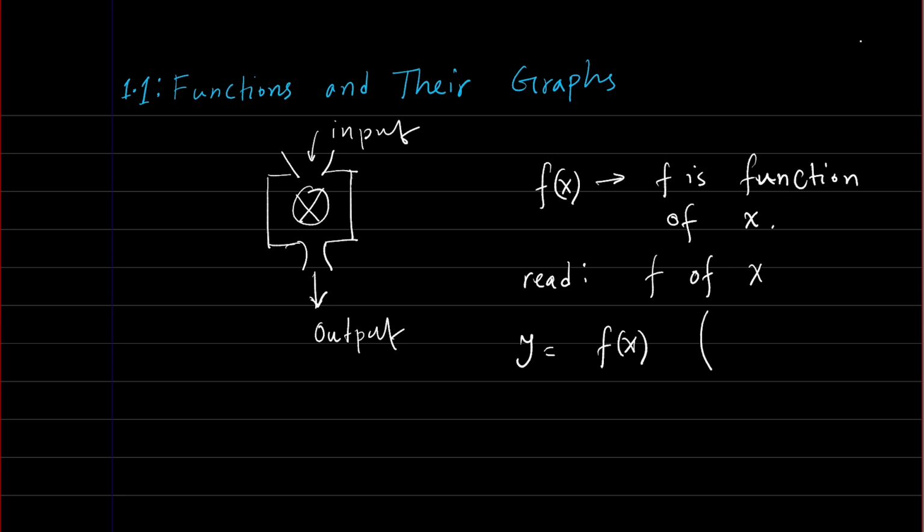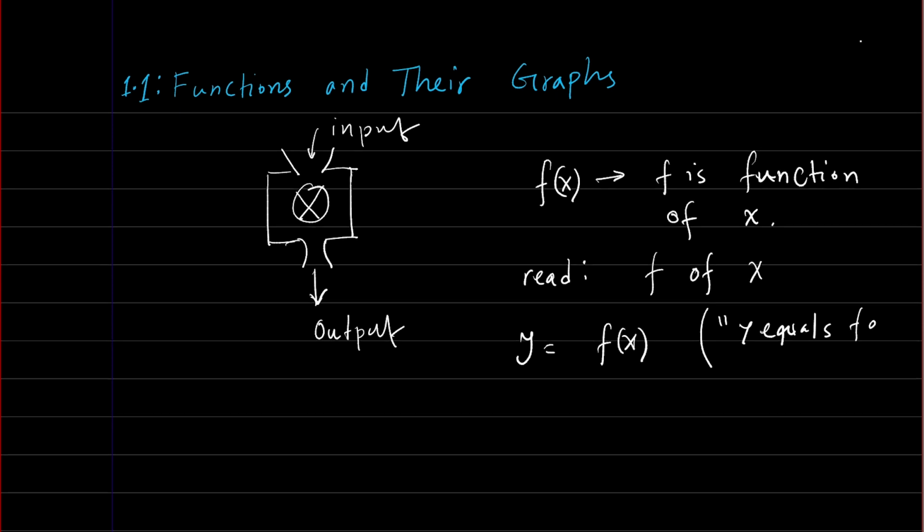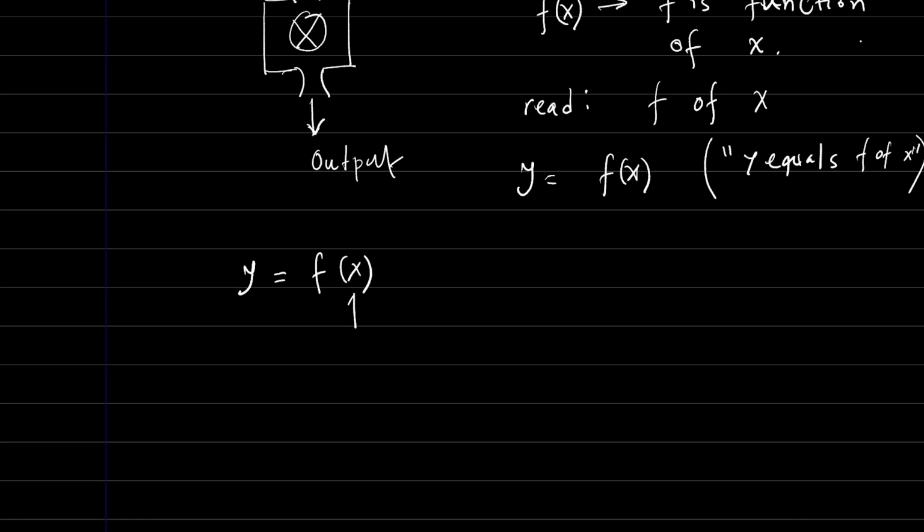We read this as y equals f of x. x is a variable and y depends on it. So if we change x, this should also change y. So x is our independent variable and y is the dependent variable. So y depends on x.